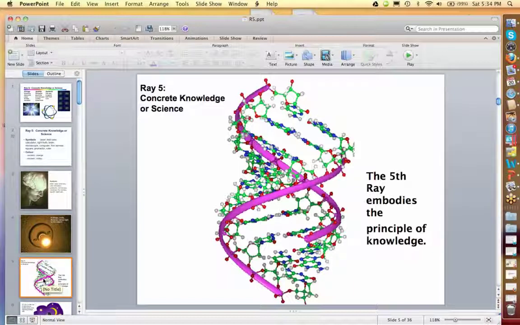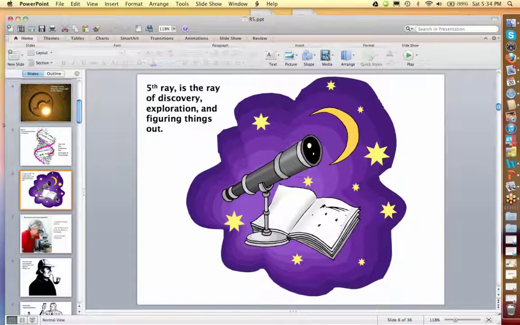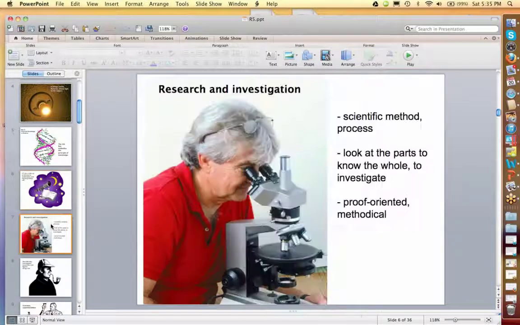The fifth ray embodies within it the principle of knowledge. It is the ray of our mental, concrete mind as far as planes are concerned. That's where the mental ray lives or has its home. It doesn't mean we all have fifth ray on the mind, but a great majority of humanity does. Fifth ray is the ray of discovery. It's the ray of exploration and trying to figure things out. How does it do that? Through investigating, through research. Well, it can use a scientific method, like a process. It does always want to look at the part in order to understand the whole. And it's proof-oriented. It likes to have proof.